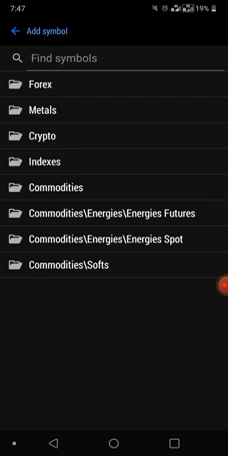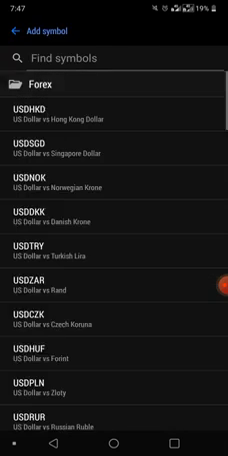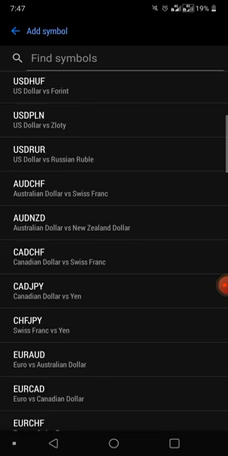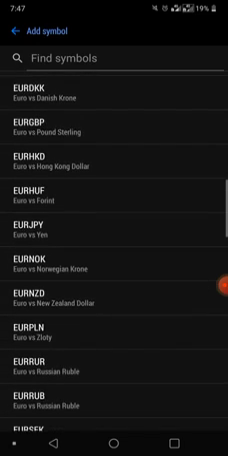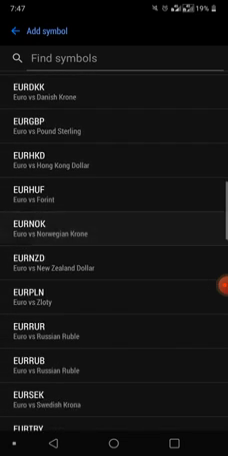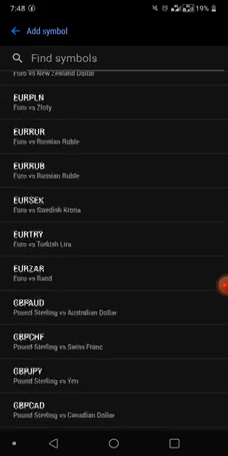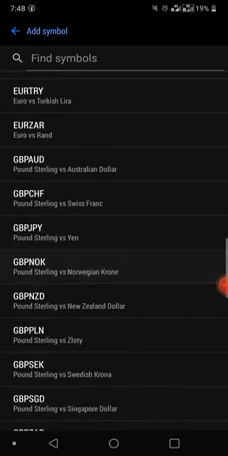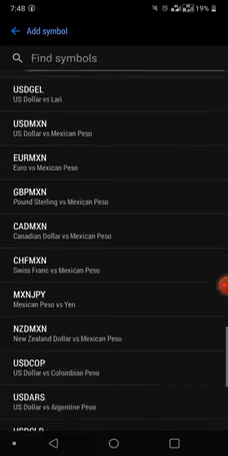After clicking this plus, you go to Forex and you click a few currency pairs that you want to add. How do you add them? You just scroll up, like Euro JPY. I just click on it and it's added automatically to my chart. GBP Canadian, GBP JPY, all this. So you just click on that.